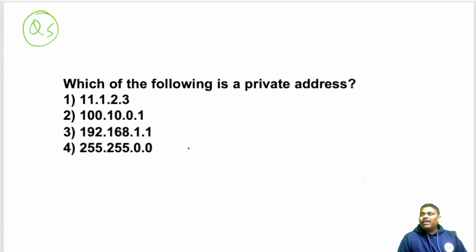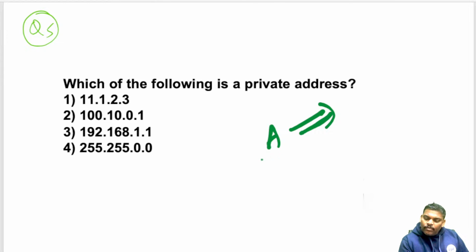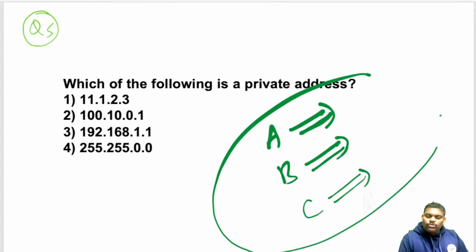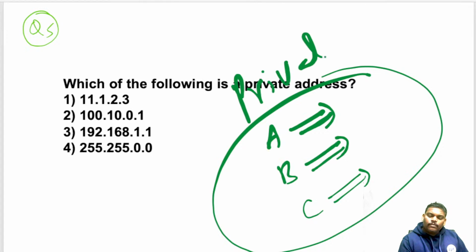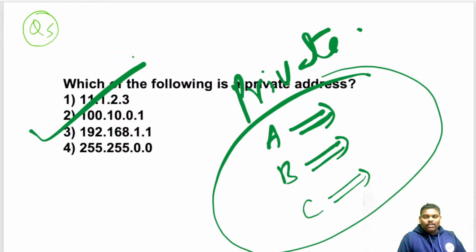Which of the following is a private address? Remember, in class A, a few addresses are given for private use. In class B, a few are given for private, and class C also. Please go and see the notes one time, or Google it. It is going to be 192. Private IP addresses: in every class a few are reserved for private IPs.